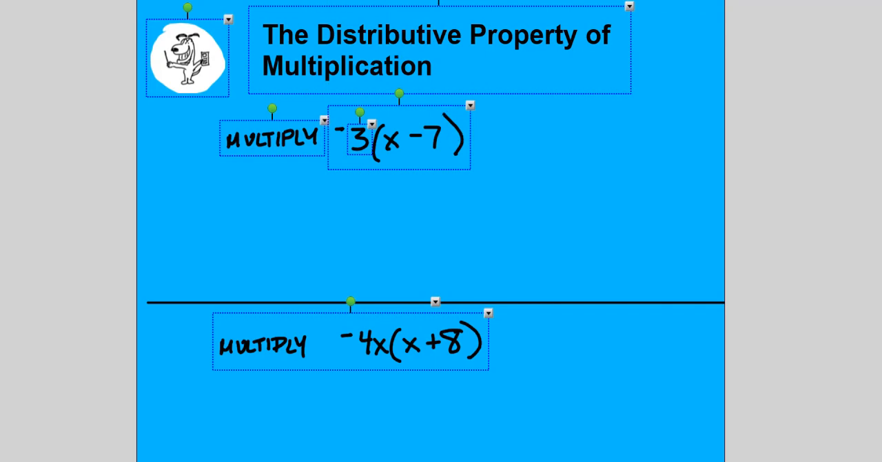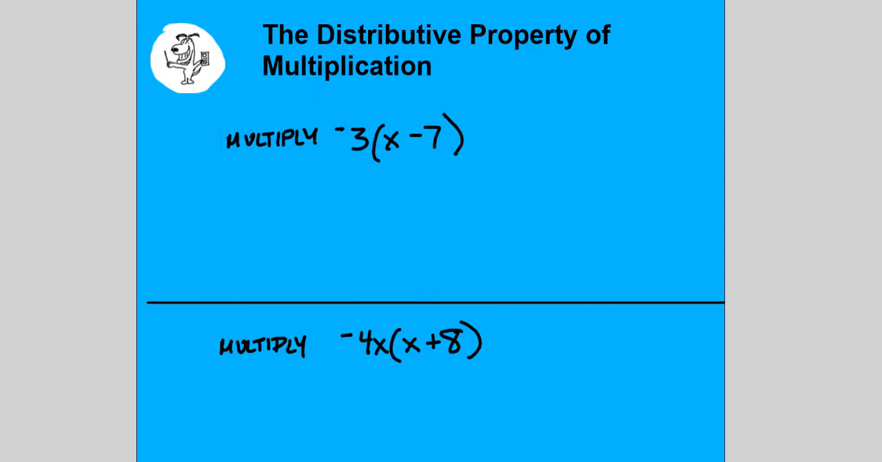So let's take a look at another one here. Negative 3 times the quantity x minus 7. Well, you're going to multiply the negative 3 by 2 different things here. So that's going to be negative 3. If you want, you could put a 1x there. That's negative 3 times 1x. And then that's going to be negative 3 times negative 7. That's going to be positive 21 because a negative times negative is a positive.